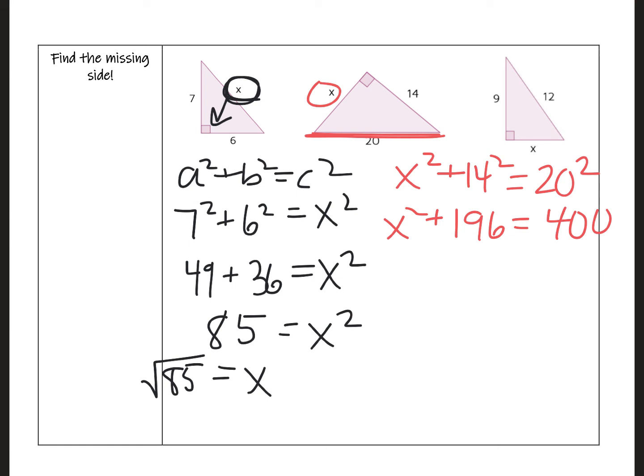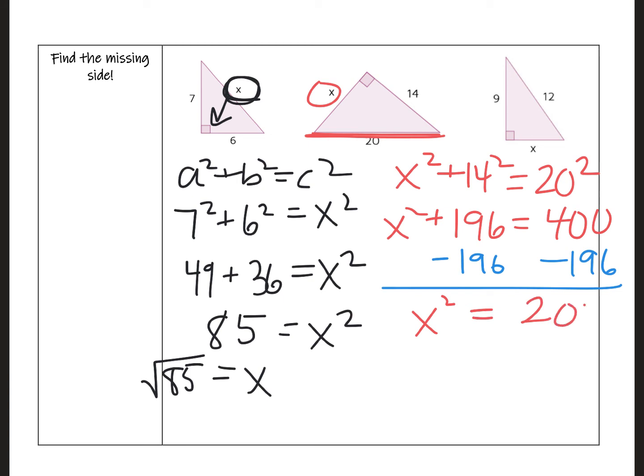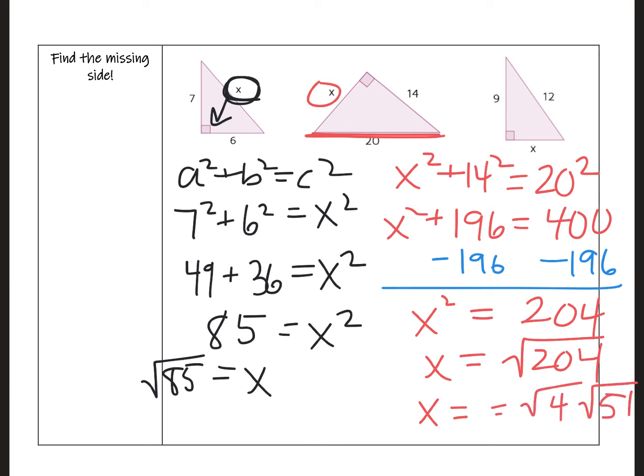So we're just solving an equation. We want to get x alone. So thinking back to what you would have done in algebra, we're going to subtract this 196 from both sides. We get x squared equals 204. Take the square root of both sides, so we get the square root of 204. And we can simplify this a little bit because 4 goes into this 51 times. So we would get radical 4 and radical 51. Oops, I have 2 equal signs there. And that gives me 2 times the square root of 51. And that's as far as we can go.